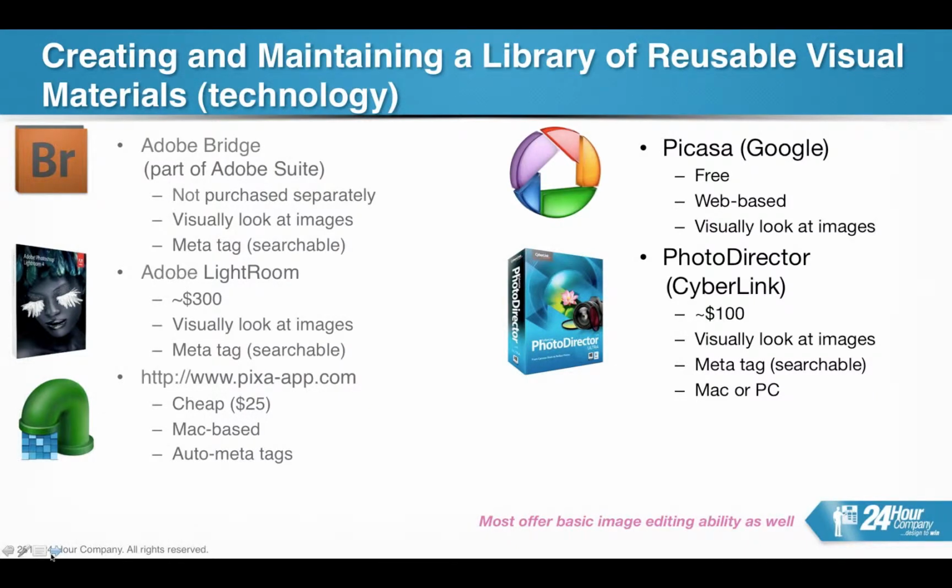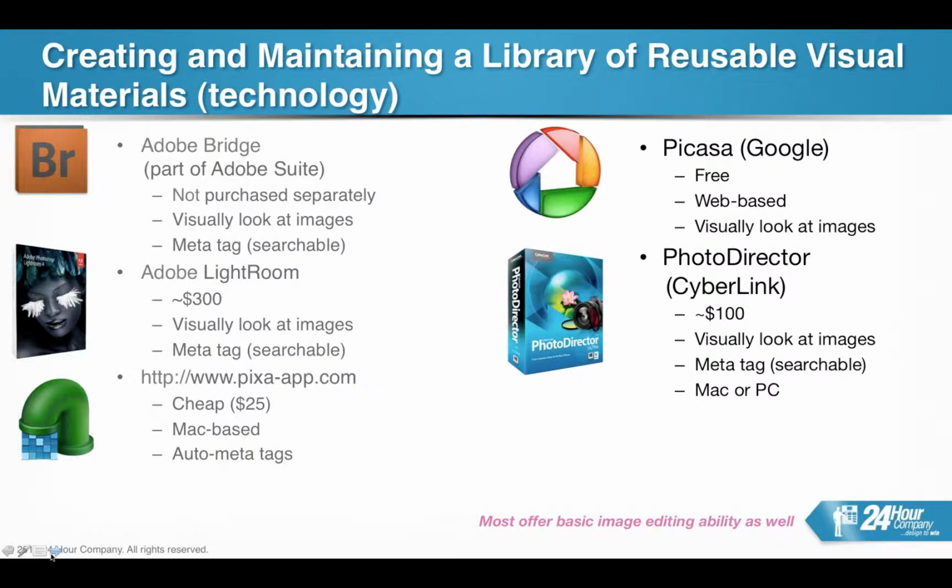This does come with the Adobe suite of materials, and you can visually look at the images in a grid, and also the images are meta tagged and searchable, which means you can apply keywords to different images and then search using those keywords. Many modern stock photography websites have these meta tags or keywords embedded into the image already. So they have saved you some of the time of adding that to every one of your images.